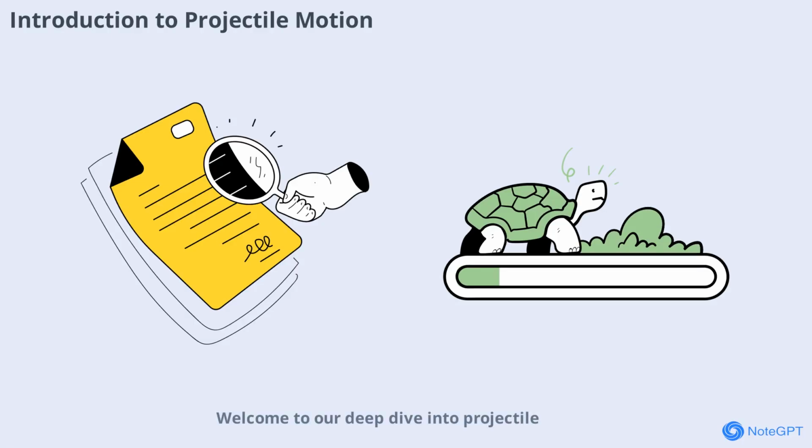Welcome to our deep dive into projectile motion and its crucial role in forensic investigations. Projectile motion refers to the curved path an object takes when launched, influenced only by gravity and not by air resistance. In the world of forensic science, understanding this concept is essential for reconstructing crime scenes involving bullets, thrown weapons, falling bodies, or even blood spatter.